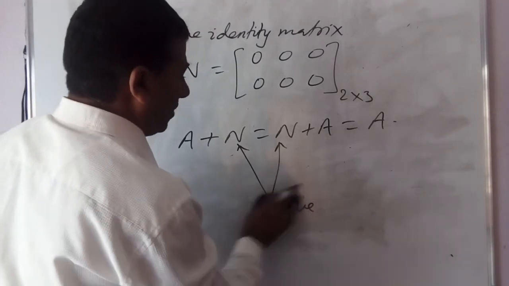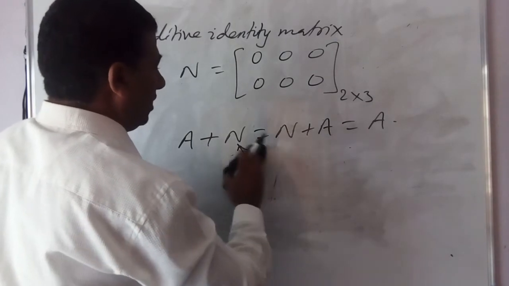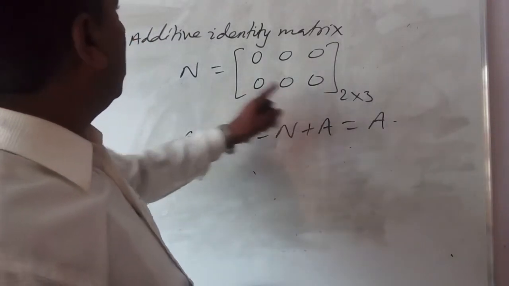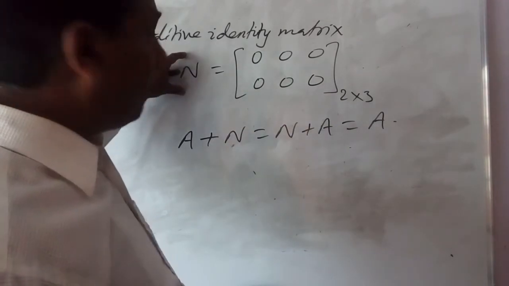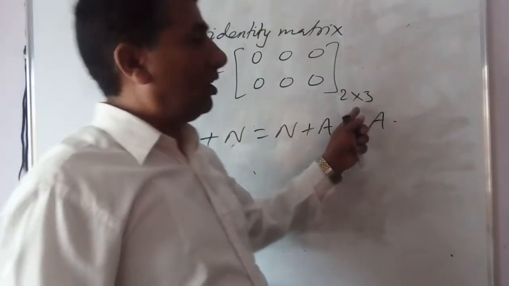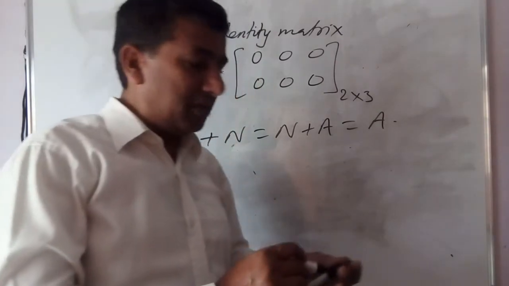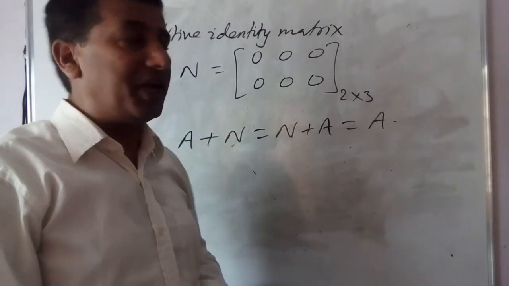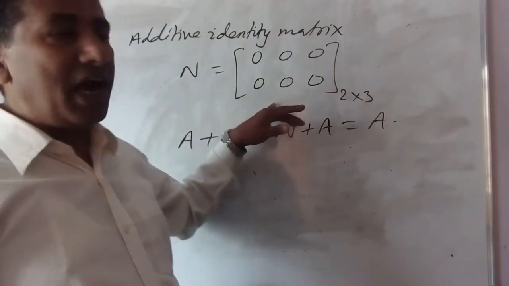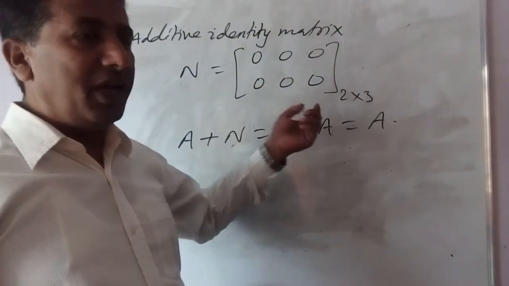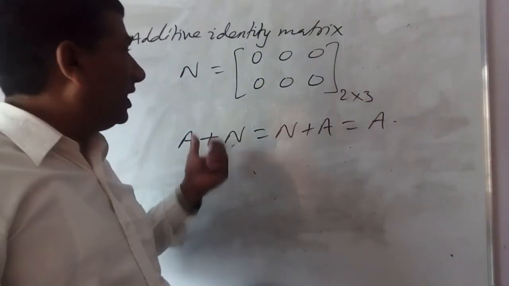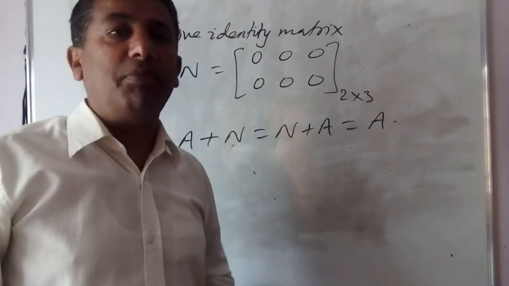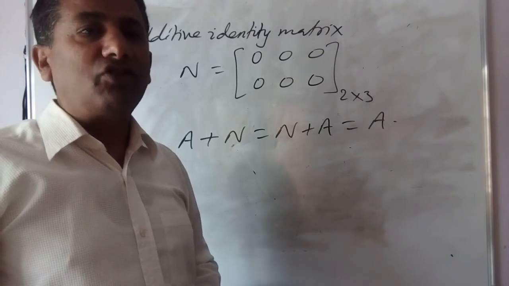Okay, this one doesn't bring any change. Now here, in the case of the multiplicative identity matrix, the order should always be a square matrix, but in the case of the additive identity matrix, the order should be the same order as the matrix A. In the case of addition and subtraction of matrices, the order should be the same.